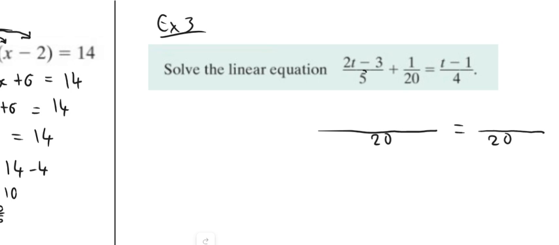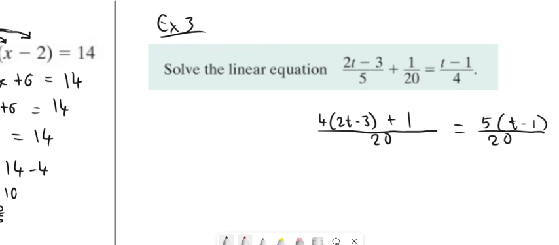Now, to get from 5 to 20, I have to times by 4. Therefore, I'm going to have to multiply the top there, the 2t minus 3, by 4. So 4 times 2t minus 3 like that. Then, because the 1 is over 20 already, to get from 20 to 20 you're only times them by 1. So I can just bring the 1 down, so plus 1 times 1. And now to get from 4 to 20, I have to times by 5. Therefore, I have to multiply the top by 5. So 5 times t minus 1. That's the way it works.